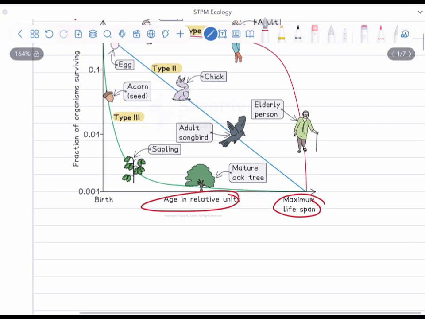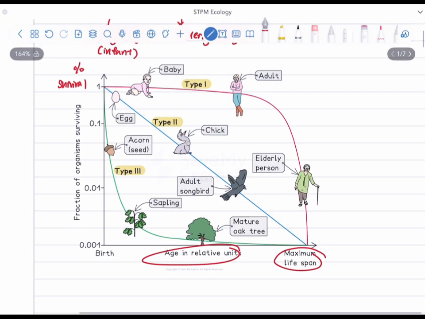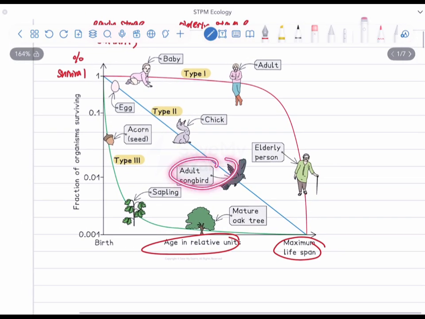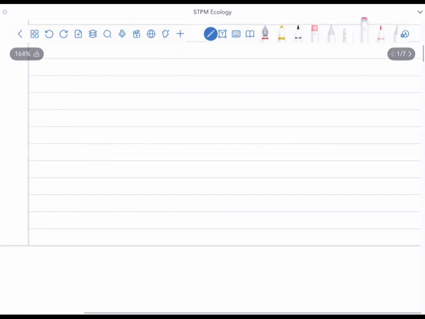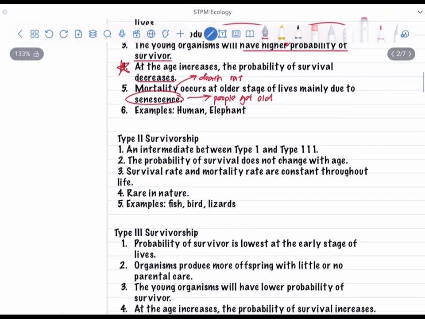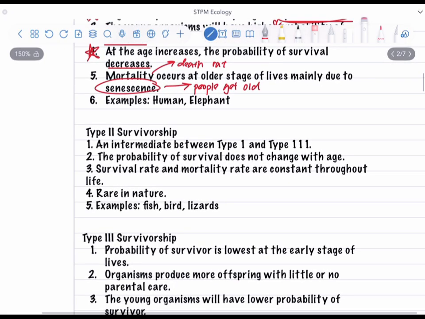Okay, so let's go back to the diagram and we will see that the blue curve now is the type 2 survivorship. For organisms having this kind of curve, firstly they will lay eggs, and then the eggs will become chicks, and then become the adult songbird, and then just continue until it dies. Okay, so let's go with the type 2 survivorship.